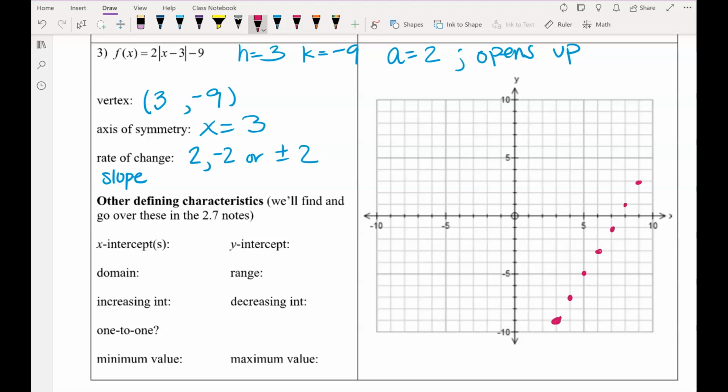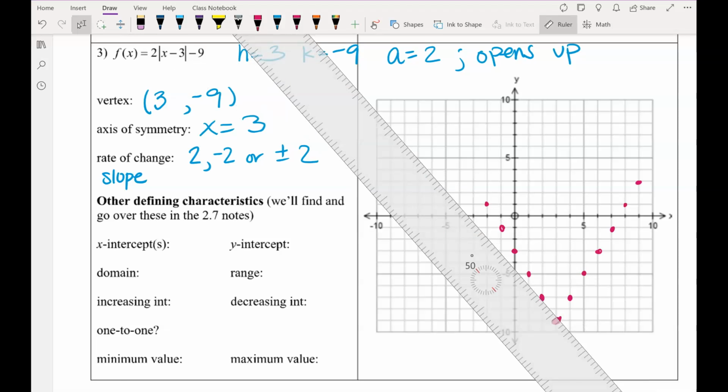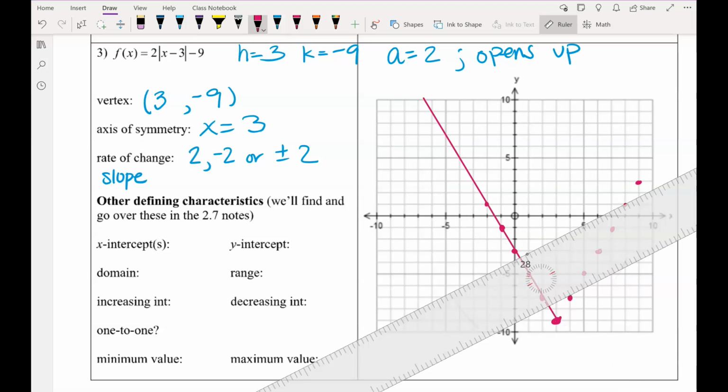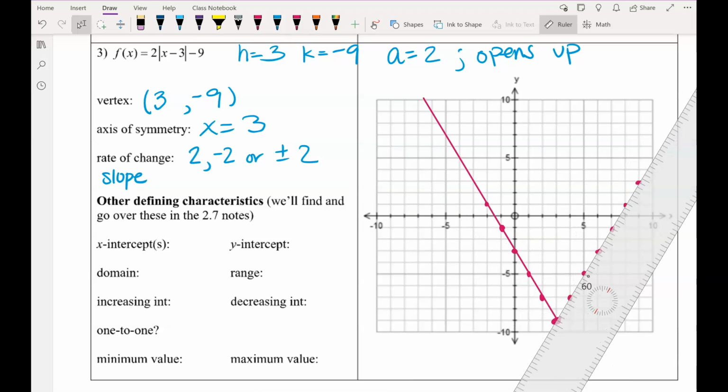Remember, it opens up. So up 2, left, up 2, left, up 2, left. Straight line. Get your ruler. Where would I be graphing out the axis of symmetry, guys? At x equals what? 3. And use a dash line for me, please.